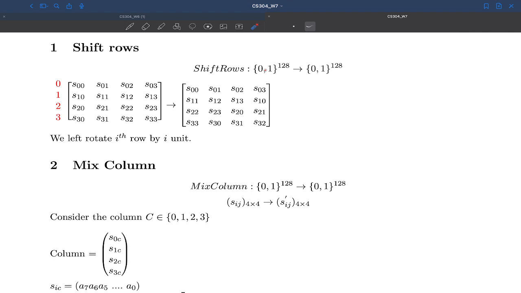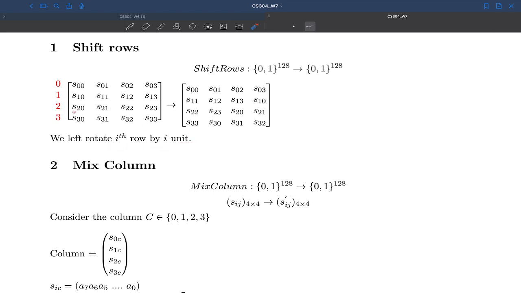Whatever output we got from sub-byte will act as an input for the shift rows function, right? What kind of output do we get from the sub-byte function? A 4x4 matrix where each entry is 8 bits. So basically that matrix has 128 bits of information. This is our matrix from the sub-byte function. And now what we do in shift row is that we left rotate the ith row by i units.